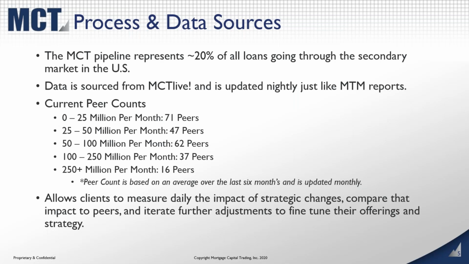That peer count is based on an average over the last 6 months, and it gets updated every month. We have plans to eventually potentially add some more granularity in terms of how those peer groups are organized. The idea here is that with this representative sample data of the mortgage market, with this peer comparison component for you to look at how you compare to a peer group and to the MCT average, that's going to allow you to measure the daily impact of strategic changes that you make. It's going to allow you to compare that impact to your peers and iterate further adjustments to fine-tune your strategy.